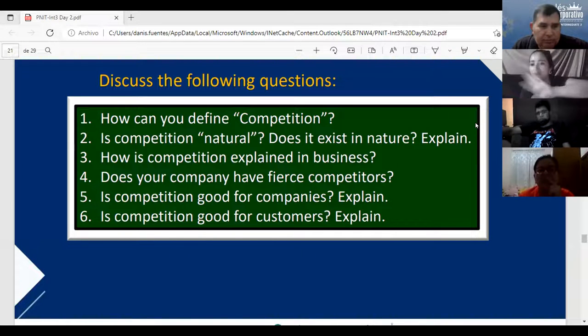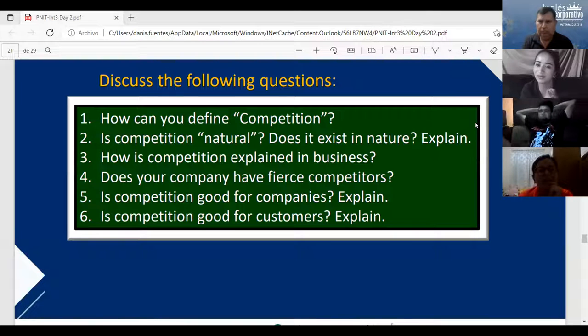Yes, and question number two is explain if competition is good for the company. Yes, I think that is good because the competition leads the companies to make new products, or to reach new markets. Or they give more offers, or they improve the offers.